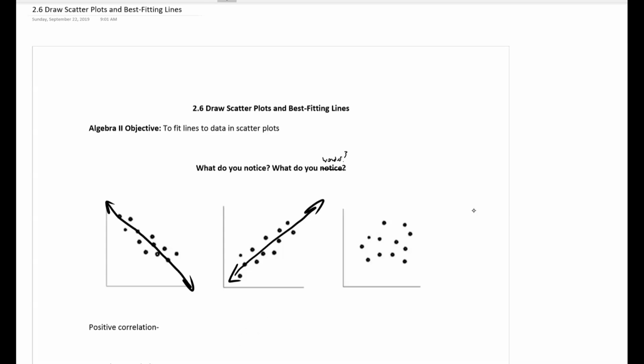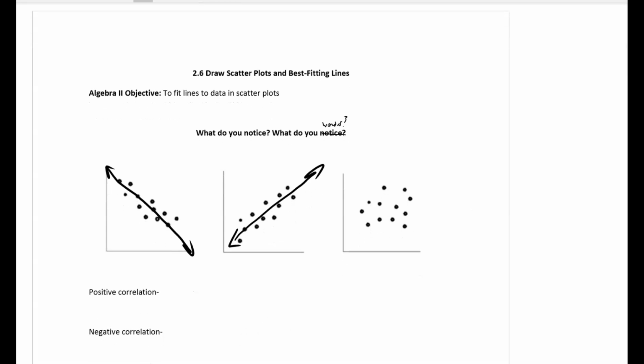So in the first one, this scatter plot, we would say it has negative correlation. We would say the second one then has, well, the slope of this line would be positive if you approximated it, so it would be positive correlation. And this one would be no correlation.